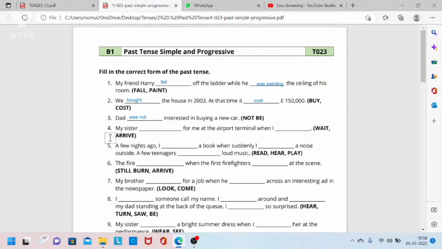Let us see the next sentence, where wait and arrive should be used in the blanks. My sister dash for me at the airport terminal when I dash. So my sister, can anyone guess? Yes, using was we have to complete this. My sister was waiting for me at the airport terminal when I arrived.